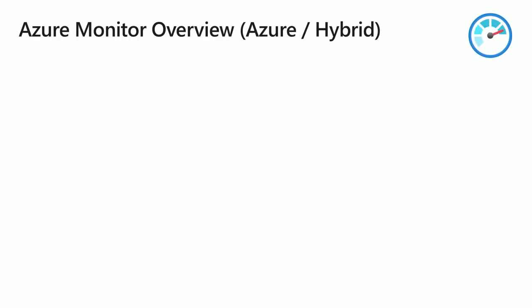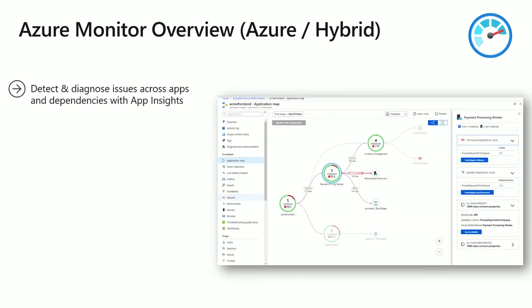In terms of the Azure Monitor overview, one thing I want to dispel is a myth. You can look at the title. It says Azure/hybrid. Many times when you talk about Azure Monitor, people think it can only monitor applications and infrastructure that's running in Azure, and that's not true. We can do it across Azure as well as on-premise or in other clouds. So we can monitor applications running on-premise or in other clouds as well as in Azure.